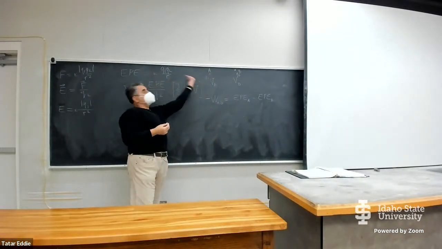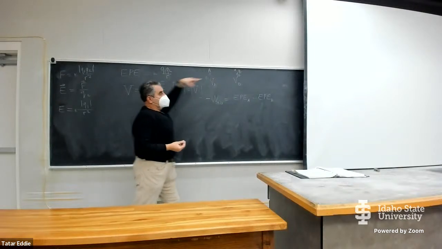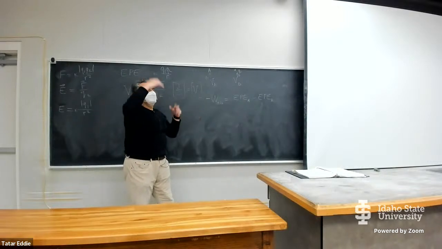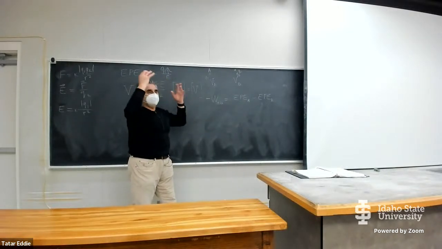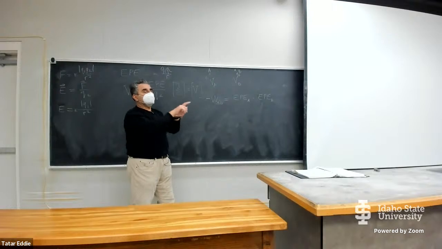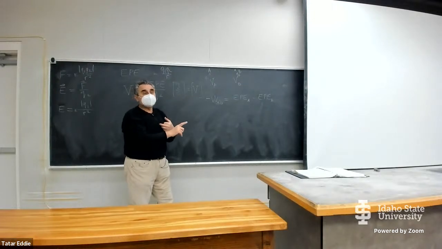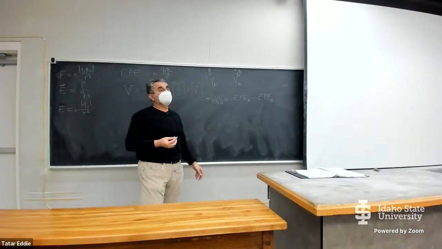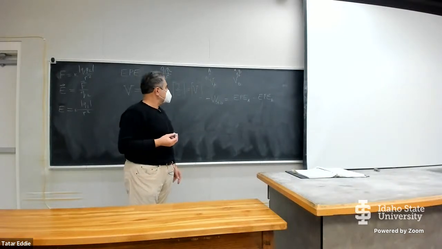The electrostatic force is this way. The displacement is in opposite direction. Work is force times displacement times cosine. The cosine is cosine of 180. Cosine of 180 is -1. So you end up with this minus sign.